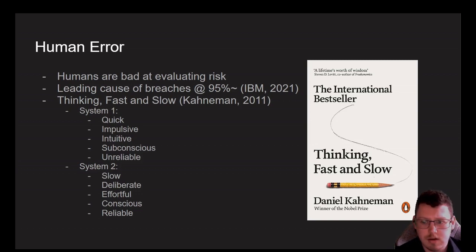So if you think about things like learning how to drive a car or ride a bike, we start out by using system two and being slow, deliberate, effortful, conscious of everything that we're doing, and that's a reliable way of doing things. Then after a while, we switch over to system one, and most of it's just done on autopilot. It's quick, impulsive, intuitive. It's not conscious, it's subconscious, and it can sometimes be unreliable.